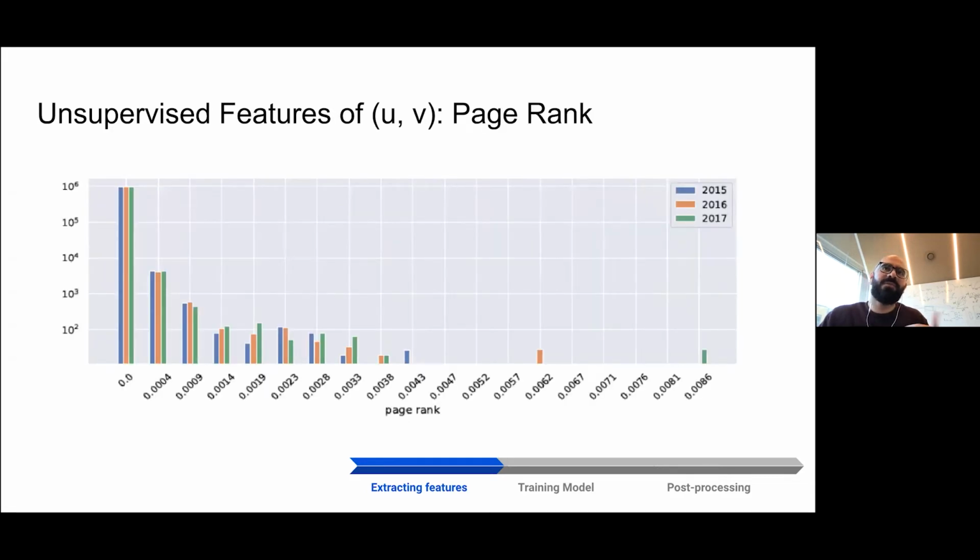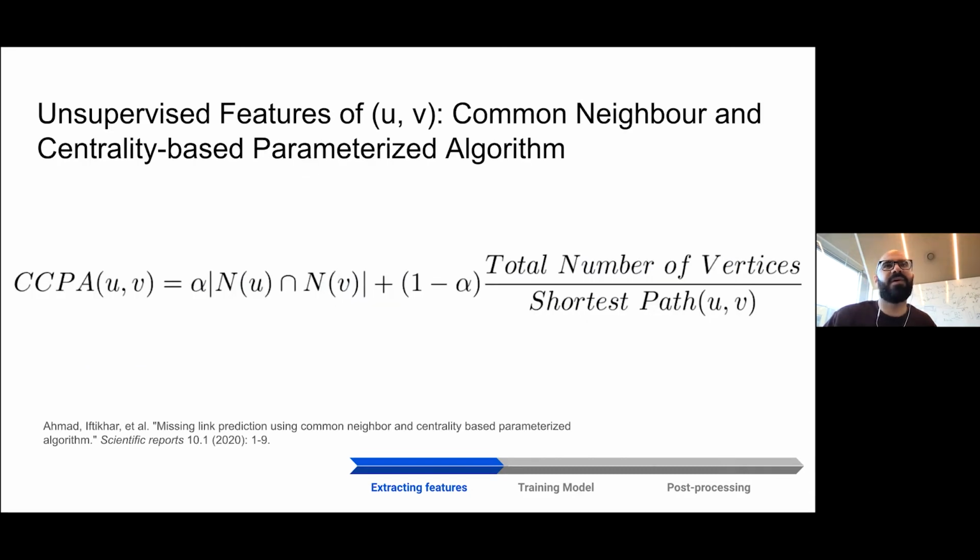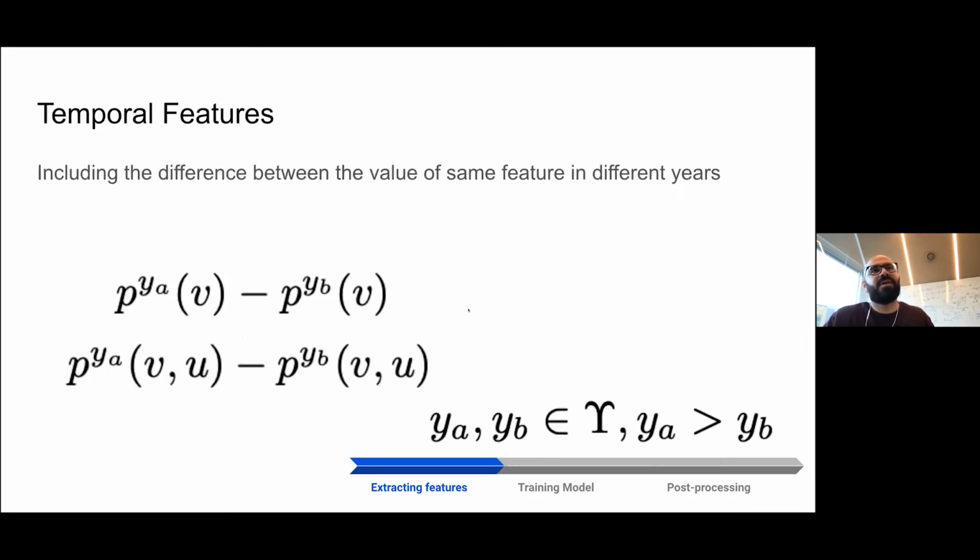So also we included the PageRank, which assigns a score to each vertex of the graph. We didn't find that to be very useful. And also we added the CCPA, which is an interpolation between the number of common neighbors and a centrality feature, which is just the inverse of the shortest path. The alpha is a hyperparameter. So these were all our base features, but if you train a model on them, it's not working very well.